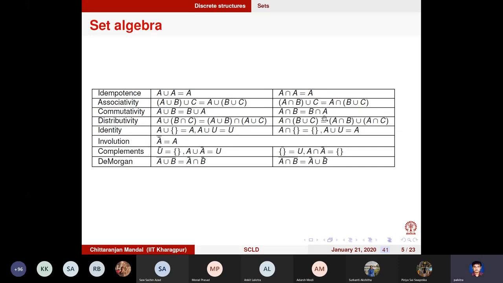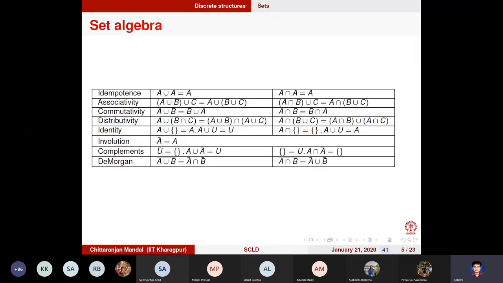Okay, involution. This is a very important rule. The complement of the complement of a set A is the set itself. And then there are some rules involving complements.